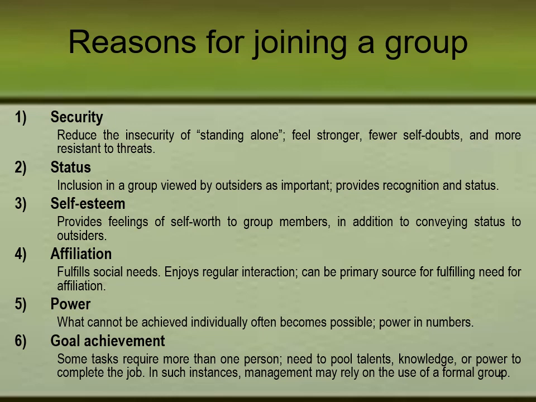Example given here as a formal group. For example, marketing department. An employee in marketing department is called a formal group. So one employee in marketing department is impossible to complete or to achieve the goal of marketing department. So they have to work together, all of the employees in marketing department, as a group to achieve the goal of marketing department. So people join the group here in order to achieve the goal.